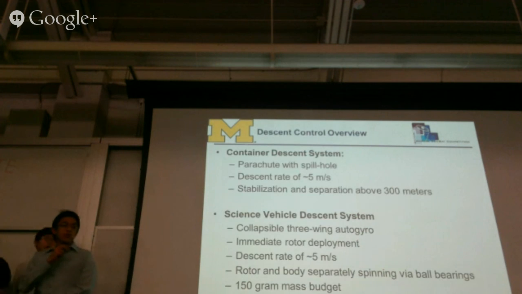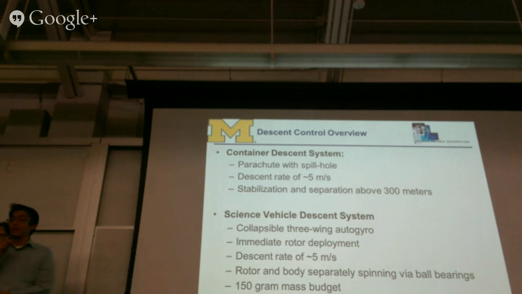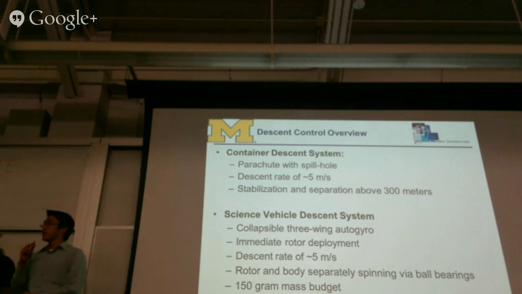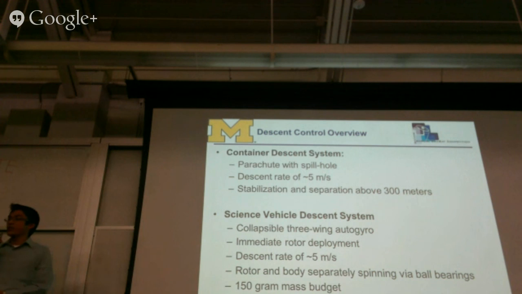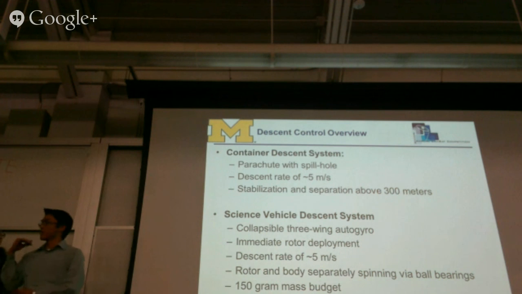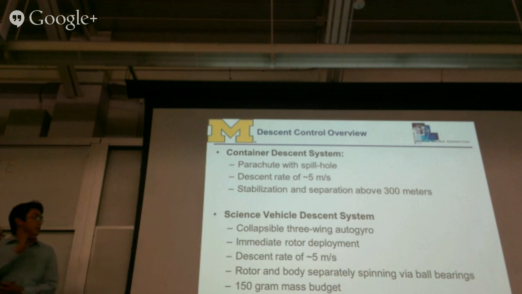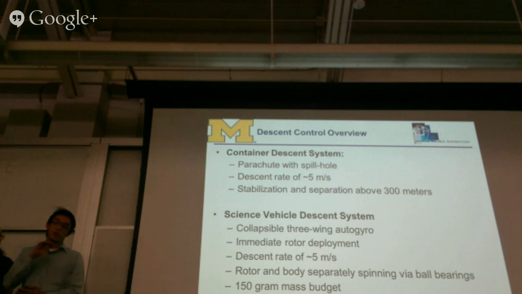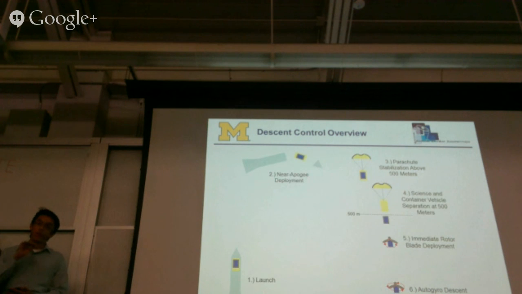Right, the goal of the descent control system is to create a stabilized and slow descent of both the container vehicle and the science vehicle. For the container, we will be using a round parachute with a spill hole to achieve a stabilized descent of approximately 5 meters per second, with a separation at above 300 meters. The science vehicle will be using a three-blade autogyro system that will be able to fold in on itself to fit within the container. This will also have a descent rate of 5 meters per second and immediate rotor deployment, and will be spinning separately from the body itself via ball bearings. Overall, this will have a 150 gram mass.